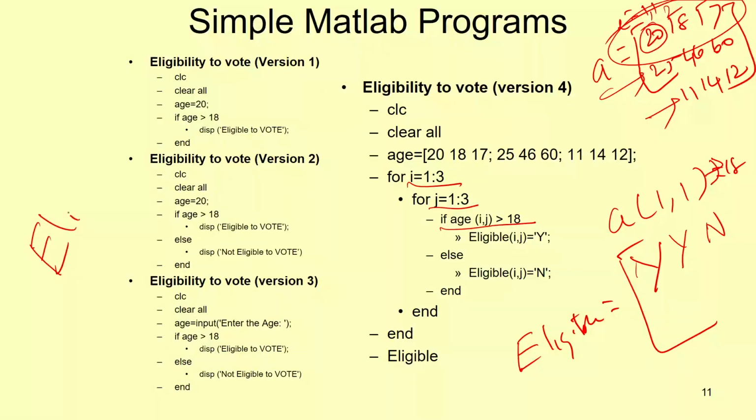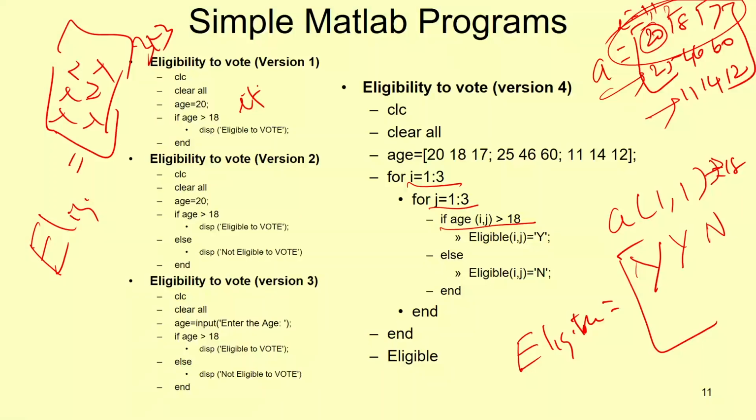And for each value, you have to check the corresponding age, whether it is greater than 18, and accordingly you have to display y or n in the eligible matrix. So finally what will I get? I will get the eligible as a matrix of size, again, 3 cross 3. But what are the contents? It will be y, n, y, like that.